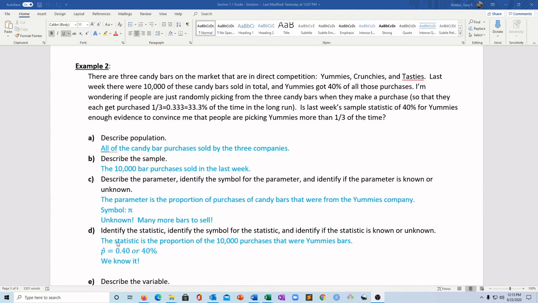That's my statistic. Remember, S with S, P with P. So my statistic is, I'm looking at the proportion of the 10,000 purchases that happened last week that were the Yummies. And I ended up getting 40% of them. That was just given to me. And we know it because it's the statistic.